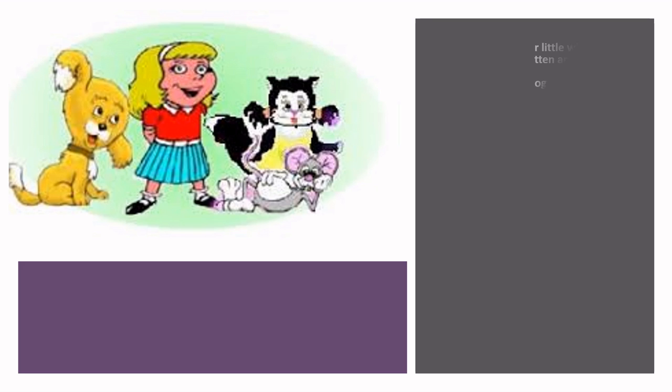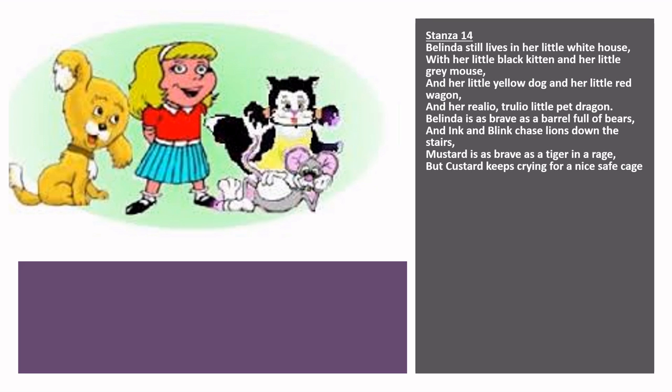Now let us move to the final stanza. Belinda still lives in her little white house with her little black kitten and her little grey mouse and her little yellow dog and her little red wagon and her really truly little pet dragon. Belinda is as brave as a barrel full of bears, and Ink and Blink chase lions down the stairs. Mustard is as brave as a tiger in a rage, but Custard keeps crying for a nice safe cage.